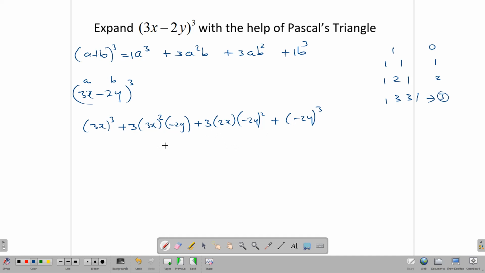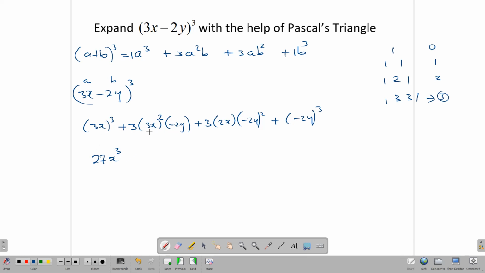And now we simply need to go through and multiply these out to make sure that we get the answer that we need. So here we have 3x to the third power, which means 3x times 3x times 3x. And that gives us 3 times 3 times 3, which gives us 27x to the third. So that becomes the first part of our answer.